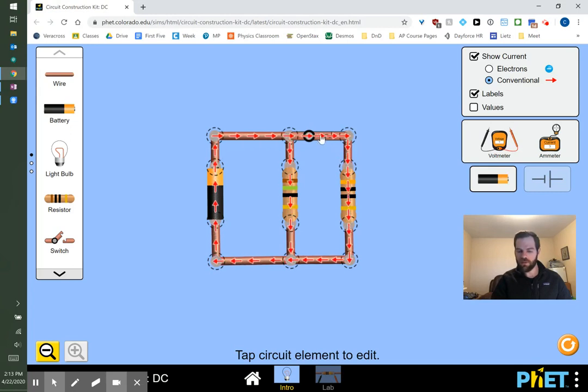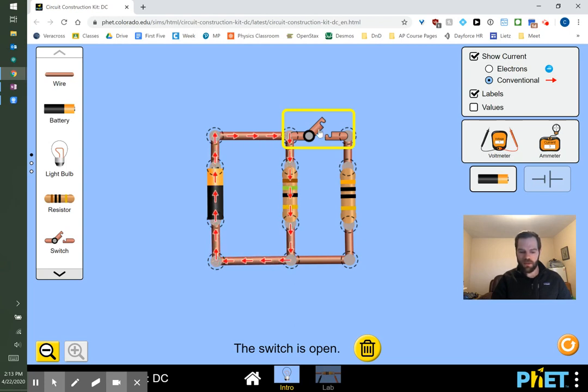Also notice this. I'm going to open up this switch. Notice what changes and what doesn't. Notice that the current flowing out of the battery decreases. It slows down. But the current flowing through this branch here remains the same.